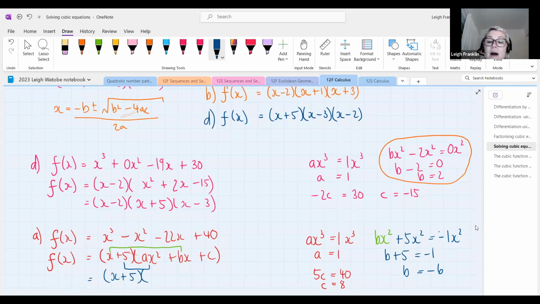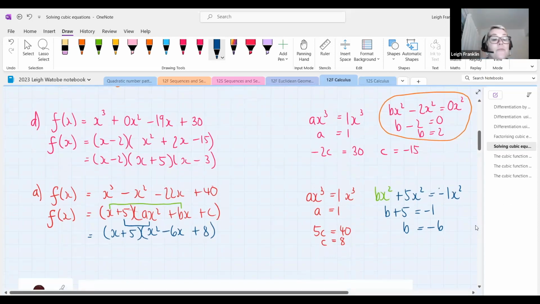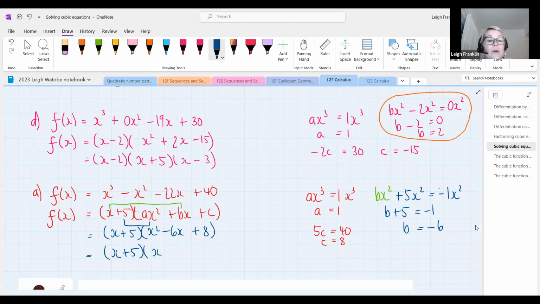All right, so you would have had x plus 5 times 1x squared minus 6x plus 8. And then you would have needed to factorize that trinomial a little bit further. All right, so this would have given you x plus 5, and then here it would have been 4 and 2, negative 4 and negative 2, like that. Yes. Okay. Thank you, ma'am.